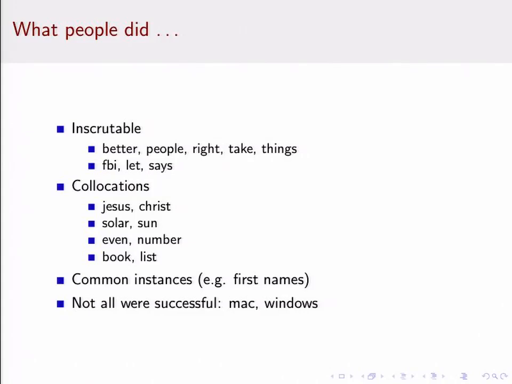What's more interesting is what people did. This shows that although some people were able to create good topics that made sense, a lot of people did things that were sort of inscrutable. For example, a lot of people put together words that really didn't make sense together. What was more interesting is that a lot of people put together collocations, even though these collocations didn't necessarily make sense given the topics that were extracted. For example, Jesus Christ makes sense as a collocation, but even number really doesn't for New York Times documents, which is the data set we were using in addition to 20 newsgroups.